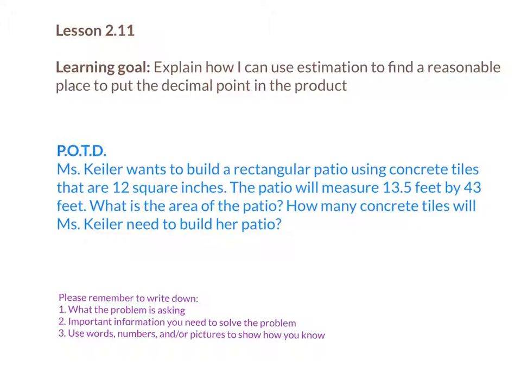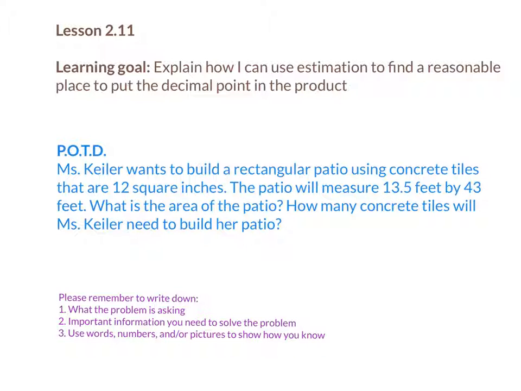So today we're doing lesson 2.11, that's module 2, lesson 11. And your learning goal is related to what you did yesterday, but it's a little bit different. Today's learning goal says, I can use estimation to find a reasonable place to put the decimal point in the product. Okay? Yesterday we learned how to use area models and standard algorithm by renaming the decimal into unit form, right?